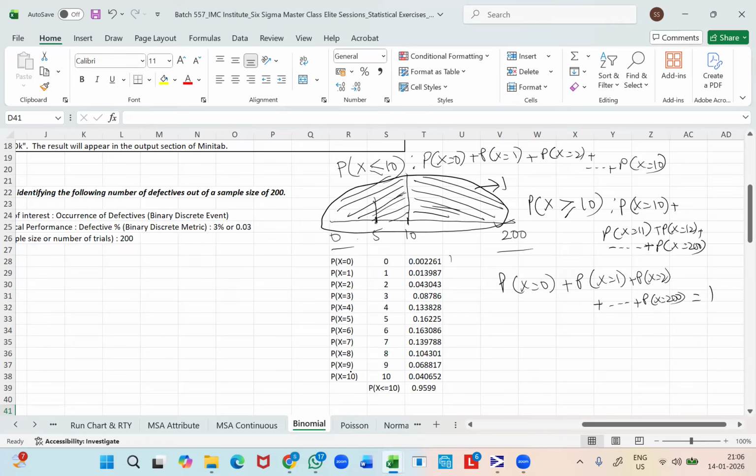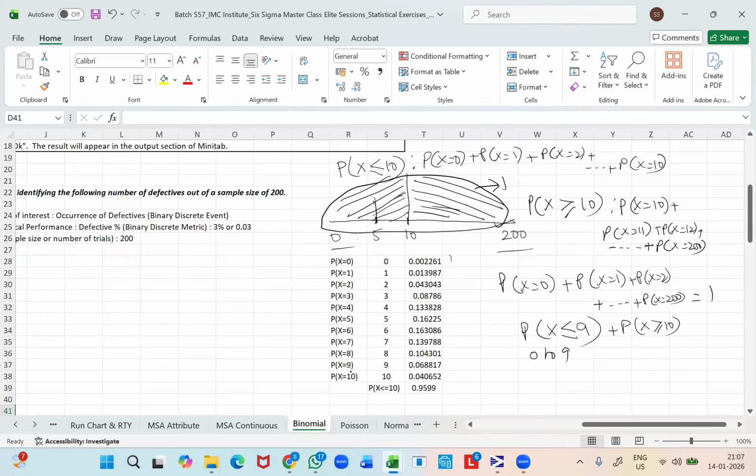Now P of x equal to 0 up to P of x equal to 9 can be written in one probability notation as P of x less than or equal to 9. So less than or equal to 9 will contain individual probability values from 0 to 9. Since I want to find the conversion for greater than or equal to 10, I will have that as well: P of x greater than or equal to 10.